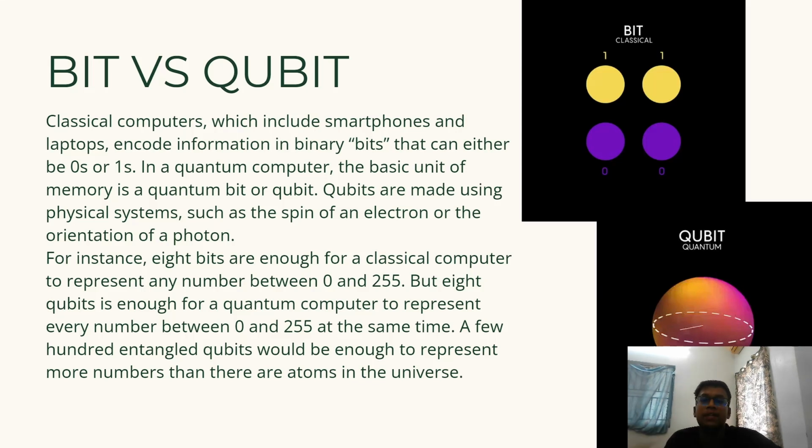For instance, 8 bits are enough for a classical computer to represent any number between 0 and 255. But 8 qubits is enough for a quantum computer to represent every number between 0 and 255. Isn't that mind-blowing? A few hundred entangled qubits would be enough to represent more numbers than there are atoms in the universe. That's interesting, right?